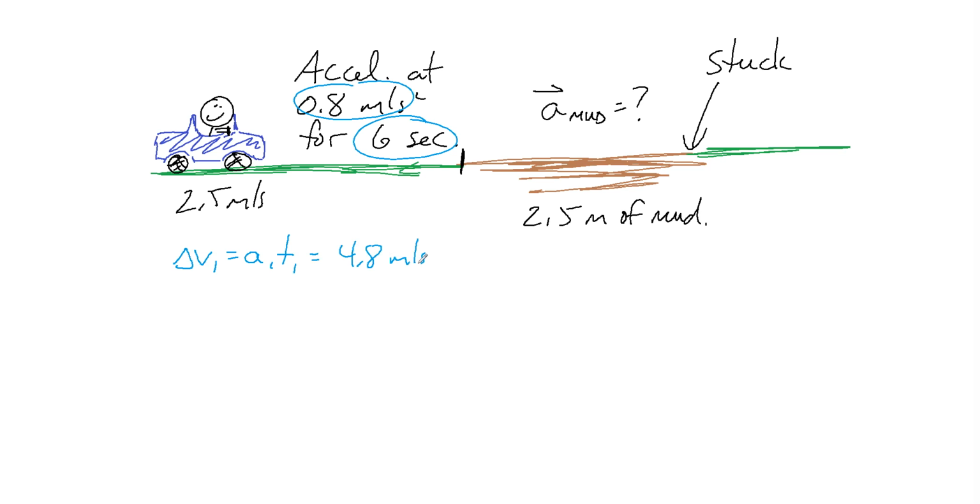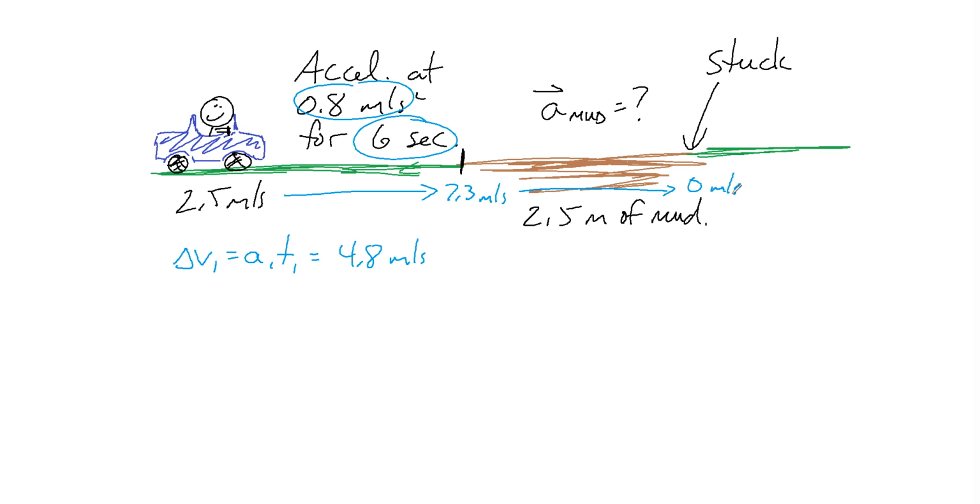Now I know that he started at 2.5. So he started at 2.5, went faster, and it went up by 4.8. So I can find out how fast he was going when he hit the mud because I just have to add those two together. So if I add the 4.8 and the 2.5, that's going to give me 7.3. So he's going 7.3 meters per second when he hits the mud, just by adding the initial v and the change in v together. Now I know he gets across the mud and gets stuck. So here he's going 0 meters per second because he's stuck in the mud and stopped.